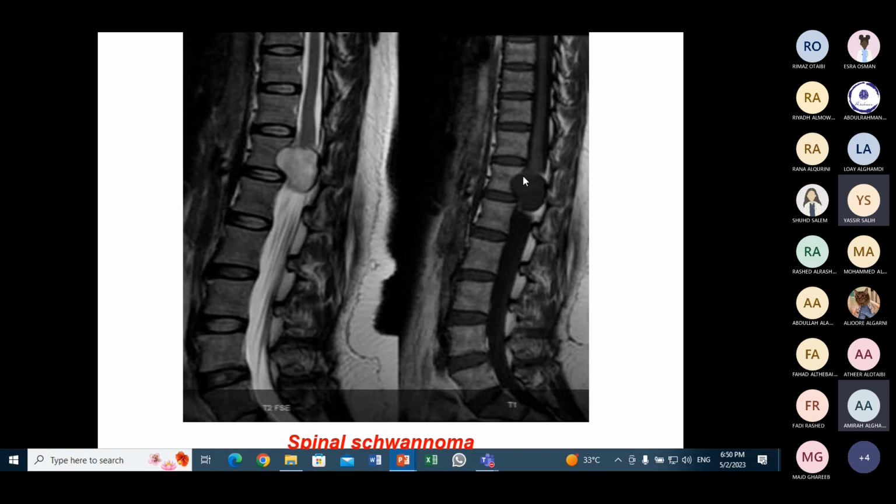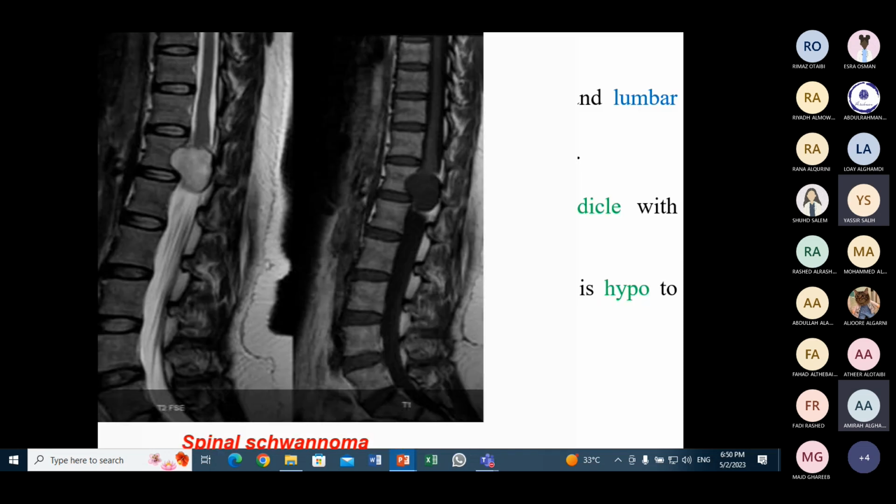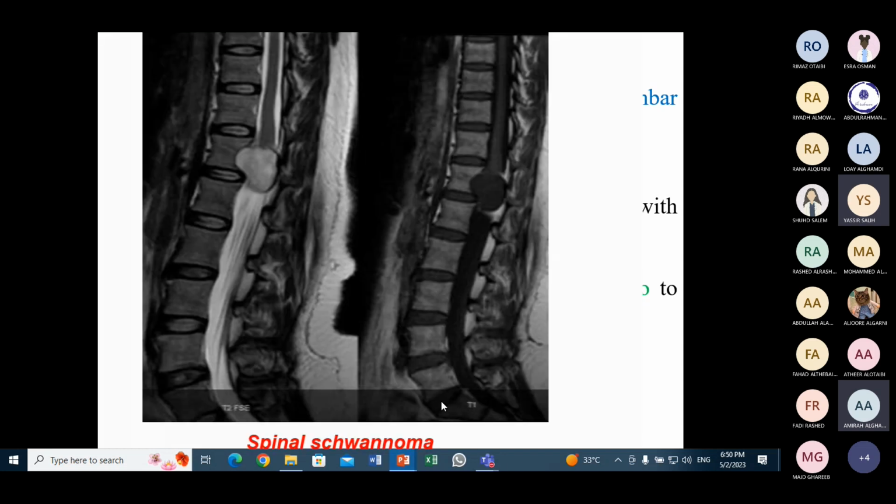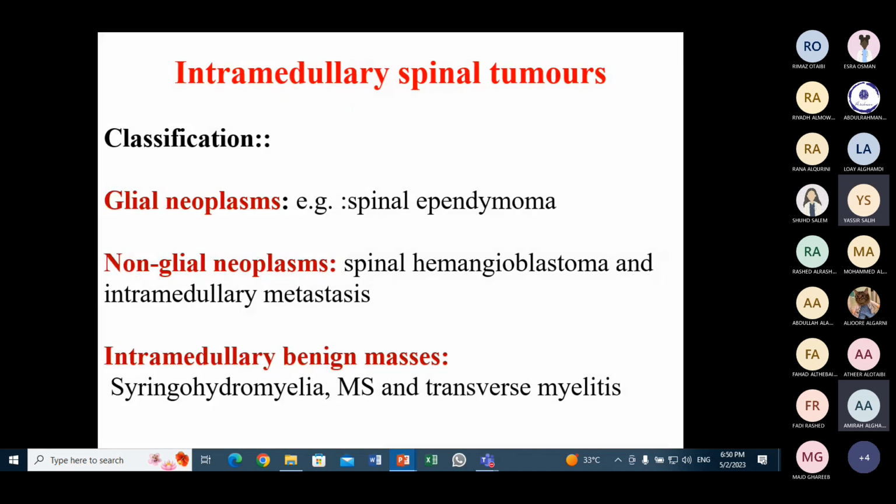You can see this well defined hypointense lesion, and this is also hyperlobulated hypointense in T2. But these are characteristic features of the spinal schwannoma. Hypointense زي ما قلنا in T1, usually hypointense in T1 and hyperintense in T2. Yeah, it could be iso or hypointense in T1 and hyperintense in T2.